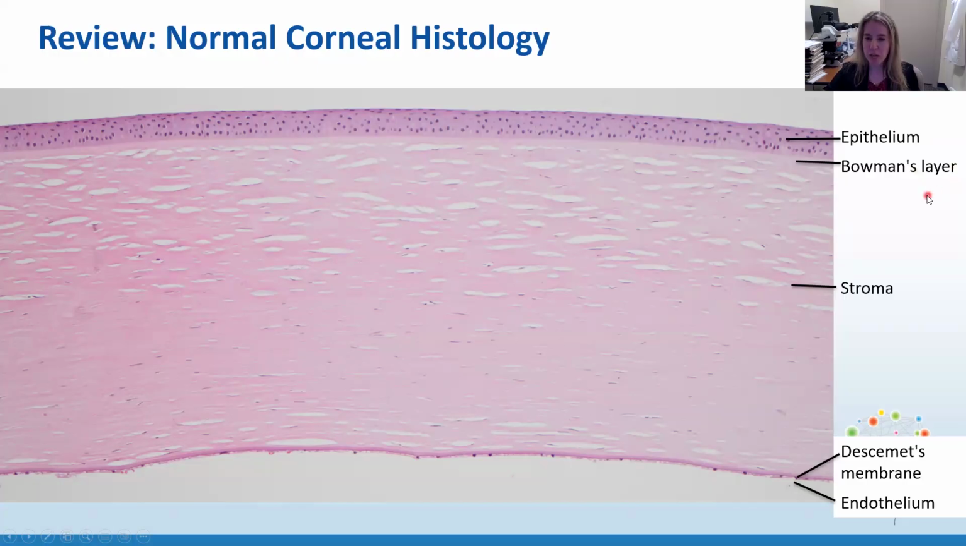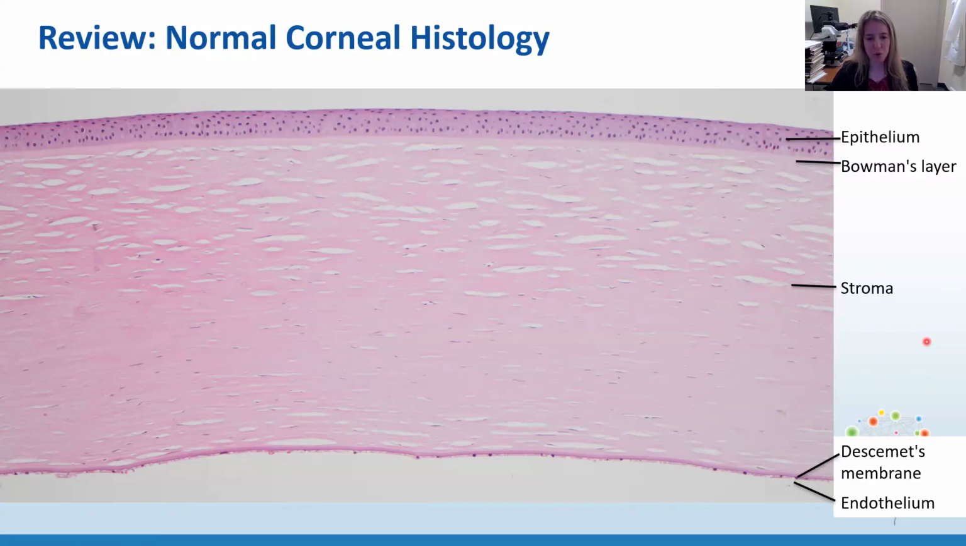Bowman's layer is not a membrane, but it's actually just a slightly different organization of the fibers than the corneal stroma that's below it. You have the corneal stroma. Histopathologically, normal corneal stroma does tend to have a little bit of clefting artifact, and that's normal. And then after that, you have Descemet's membrane, and then corneal endothelial cells. The corneal endothelial cells are very important for sucking fluid out of the cornea to keep it nice and compact and prevent corneal edema.